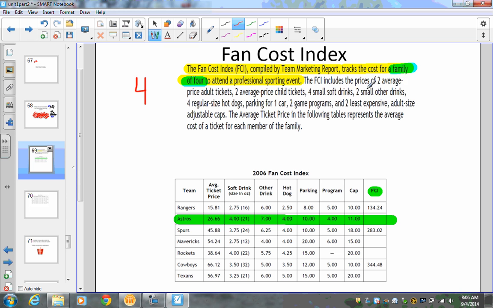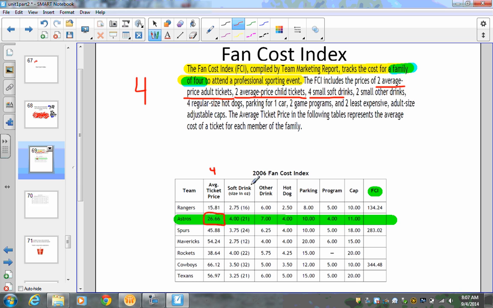It includes the prices of two average price adult tickets and also two average price child tickets. To me, this is a little misleading because they use the words adult tickets and child tickets, but overall you're buying four tickets. So I'm going to take this column and put a 4 on it because I'm going to be multiplying each of these numbers by 4. Using the Astros, for example, if a ticket is $26.66, and I'm buying 4, I'm going to multiply it.